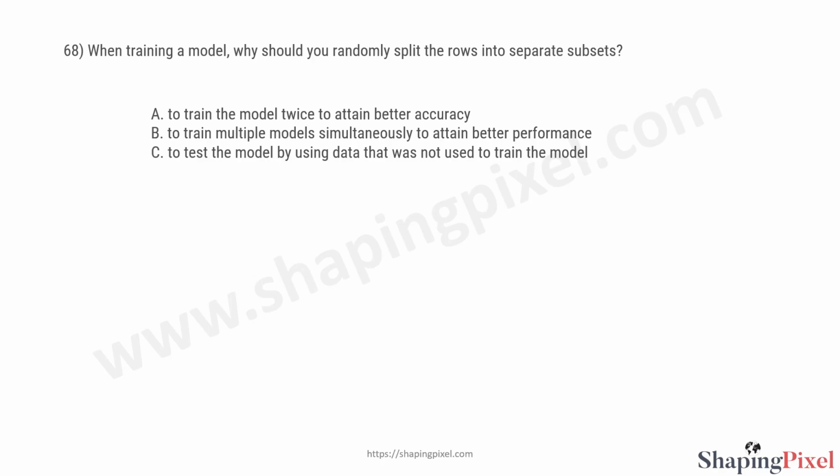Question number 68. When training a model, why should you randomly split the rows into separate subsets? And we have the following three options. Option A, to train the model twice to attain better accuracy. Option B, to train multiple models simultaneously to attain better performance. Option C, to test the model by using data that was not used to train the model. So the right answer here is option C, to test the model by using data that was not used to train the model.